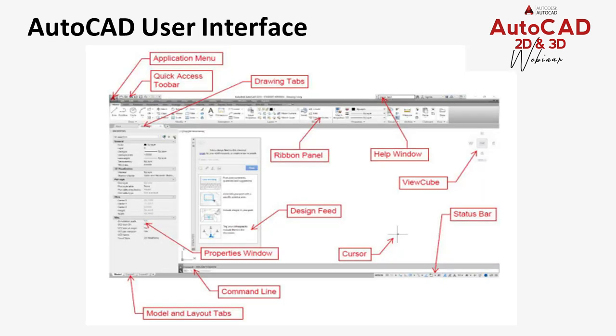So here's the user interface. We have the application menu, the quick access toolbar, the drawing tools, the ribbon, the help window, the view code, and then the status bar. Here we have the cursor. So once we get into the training, you will see a sneak peek of this.